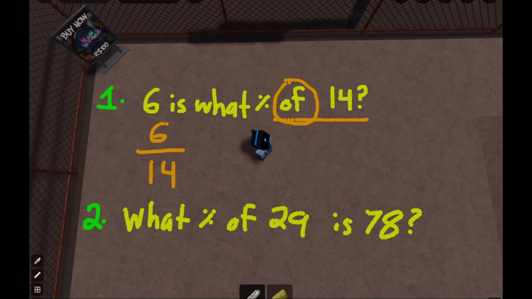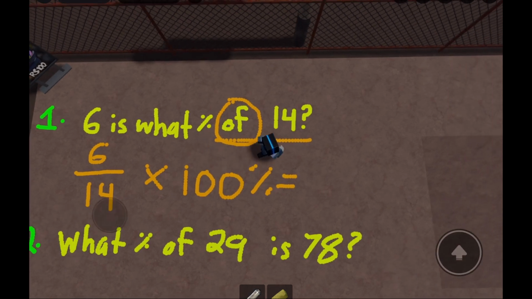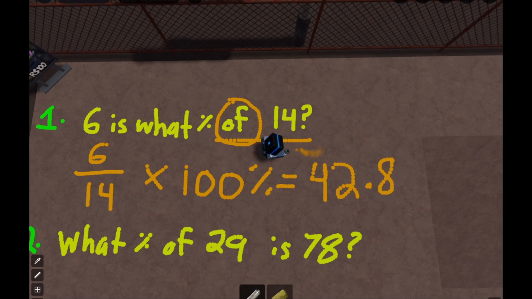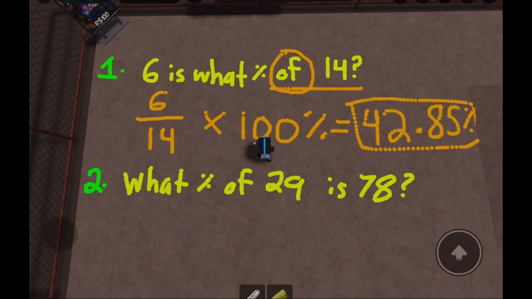And then once you have that fraction, you can turn it into a decimal. And once you have the decimal, you need to multiply it by 100%. Because to convert from decimals to percents, you multiply by 100%. So if you can do this on your calculator, do 6 divided by 14 times 100%. And if you do that, you'll get it's roughly 42.85%. So this means that 6 is 42.85% of 14.